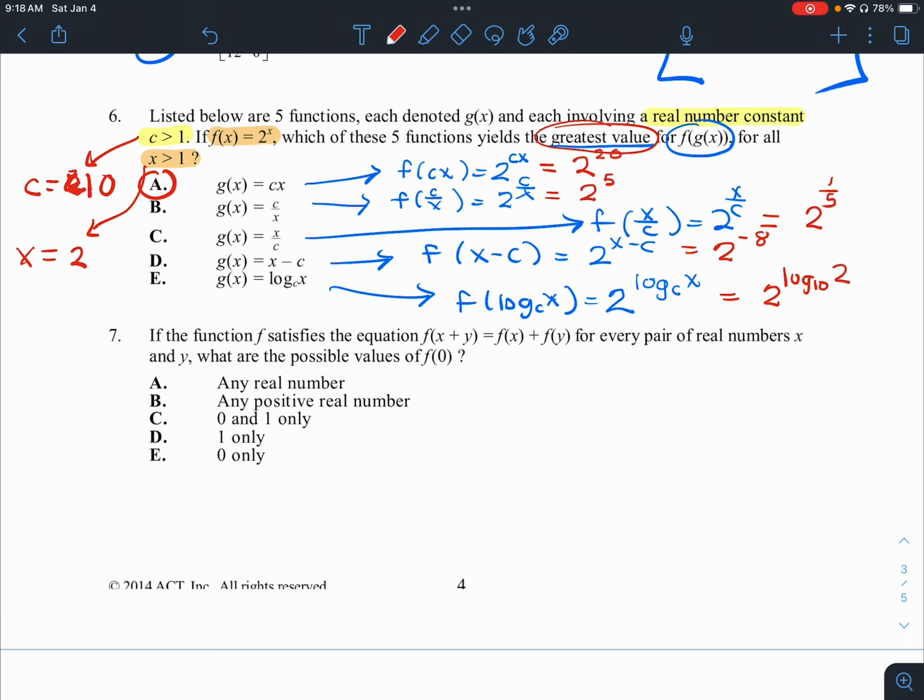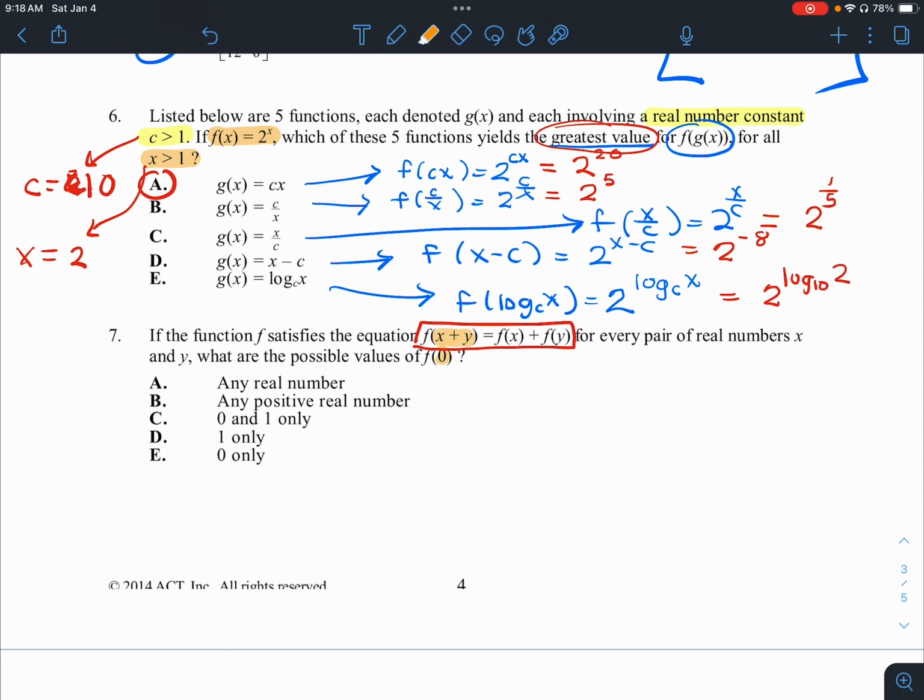Okay, this next one I think is probably one of the trickiest ones, and it's where you kind of just think through what this is trying to tell you, and again, just make your best guess and move on. It says if the function f satisfies the equation, so we're saying, look, if you add together x and y, that's the same thing as taking f of x plus f of y, for every pair of real numbers x and y, what are the possible values of f of 0?